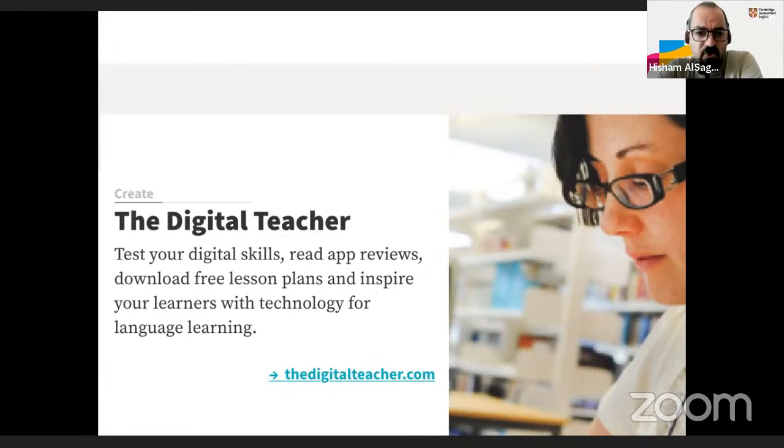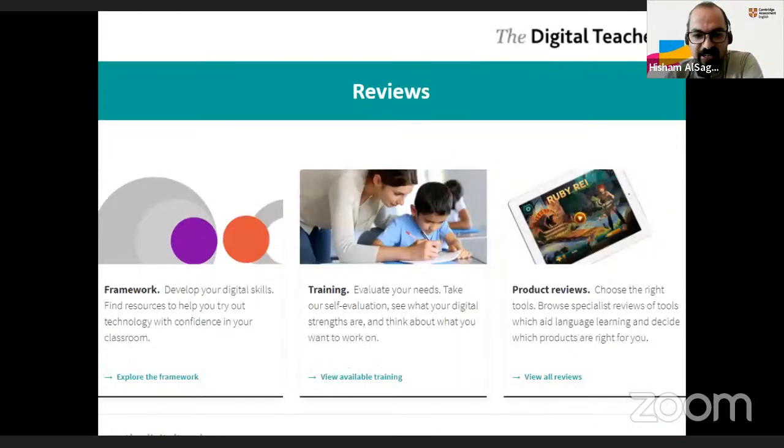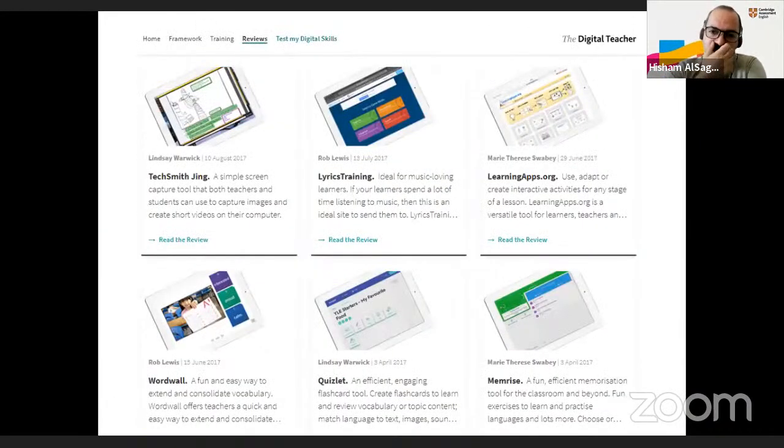One of them is the digital teacher, and I invite everybody really to have a look at the digital teacher platform, thedigitalteacher.com. It gives you an overview of all the apps that we are involved in. It provides you as well with free lesson plans, particularly learning-oriented lesson plans, and most importantly, it tests your digital skills. It gives you the training that you need in the digital context.